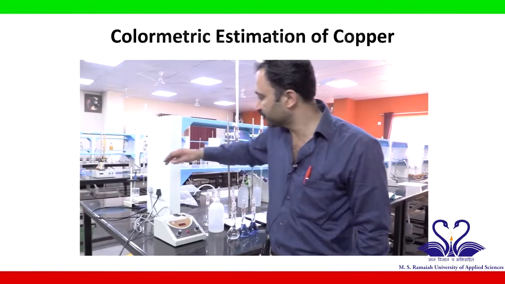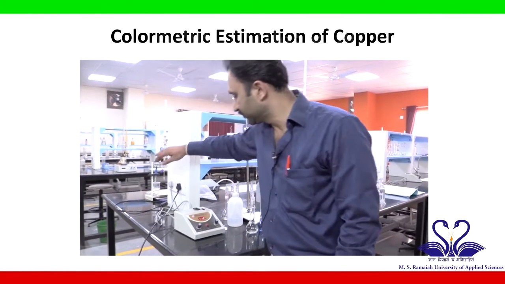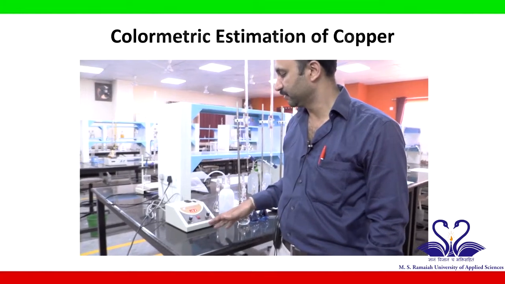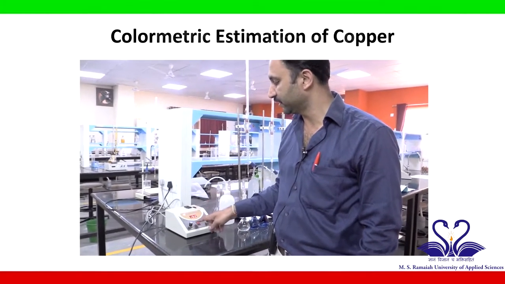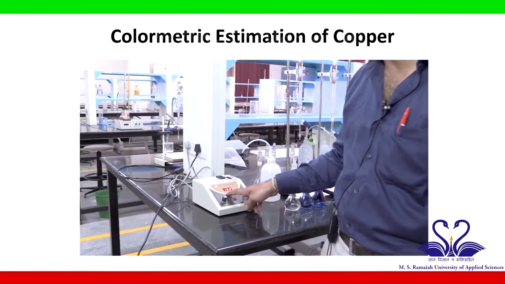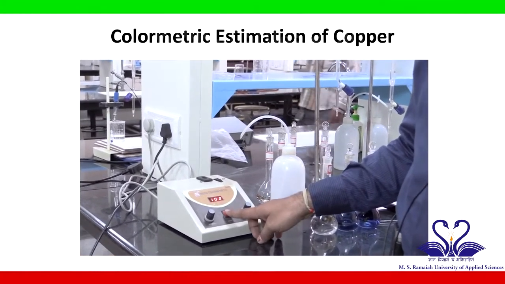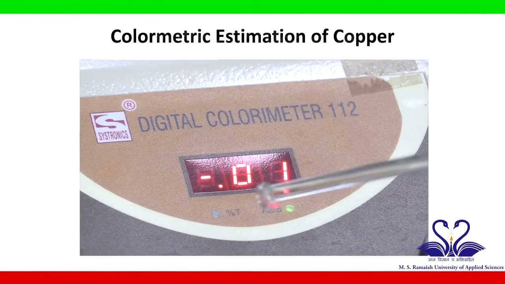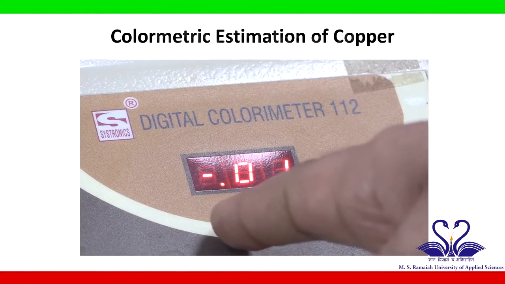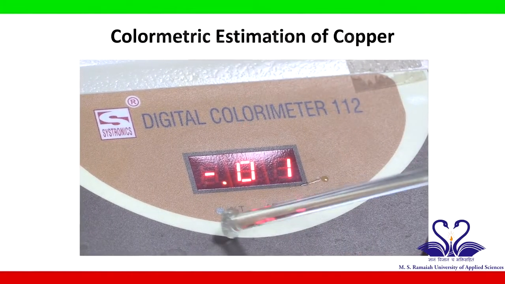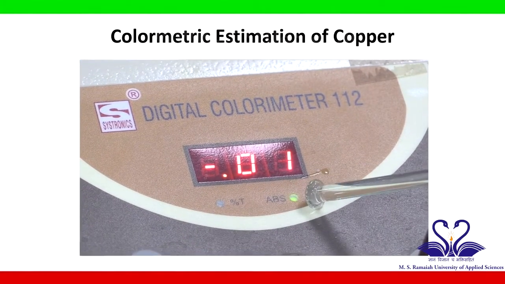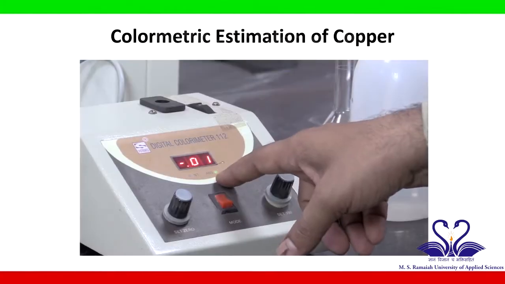So, you have to switch on the instrument. You have to see whether it is in transmittance mode or in absorbance mode. You have to press this mode button. So, you can see it is going to absorbance mode. Since our experiment is designed to record the absorbance, I am going towards the absorbance mode here.